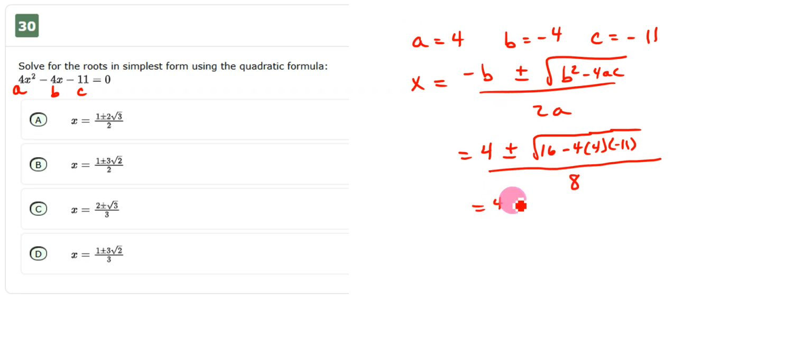So 4 plus or minus 16 plus 4 times 4 times 11, because of the negative there. We get 192. You can throw that whole part into your calculator, which is not a perfect square, over 8. So let's take the square root of 192. We need to simplify and see what that equals.